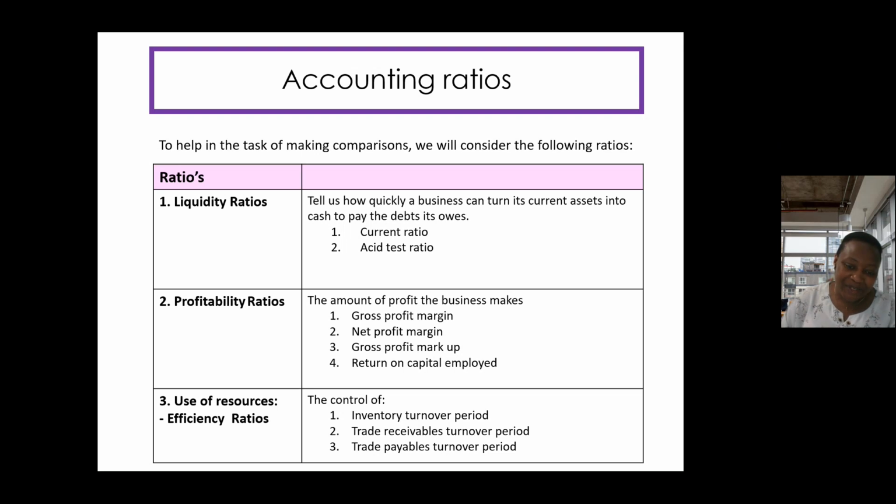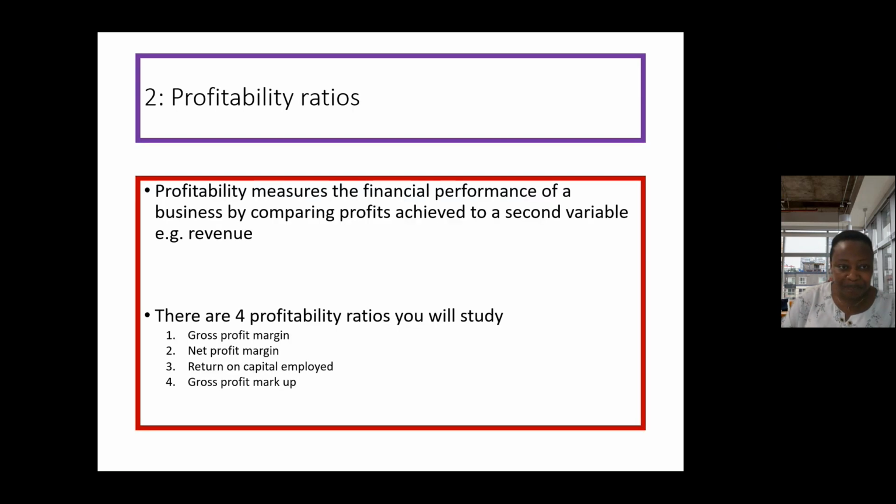Today, we're looking at profitability ratios. So we want to look at the amount of profit that the business is making in relation to some other variables. We'll be looking at the gross profit margin, net profit margin, gross profit markup, and return on capital employed.